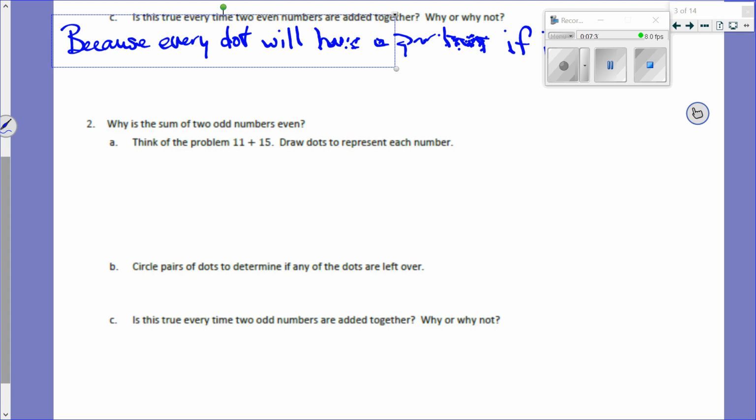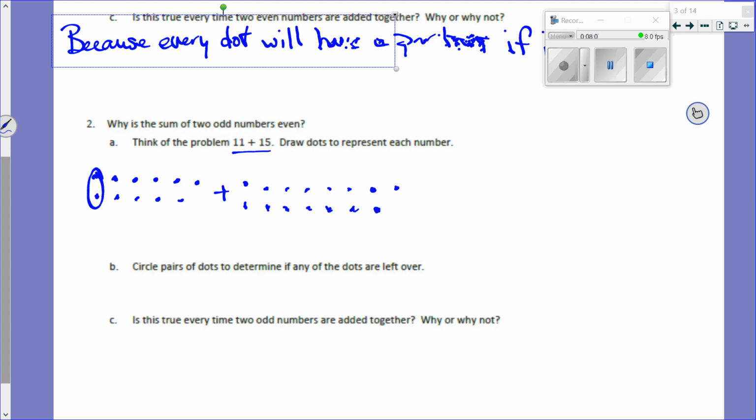So let's look at another problem. We're going to do 11 and 15. Just as we did, let's draw dots to represent it. So 11 dots. And then we're going to add 15 dots. Now, just as we did in the last set, we're going to circle our pairs of dots.